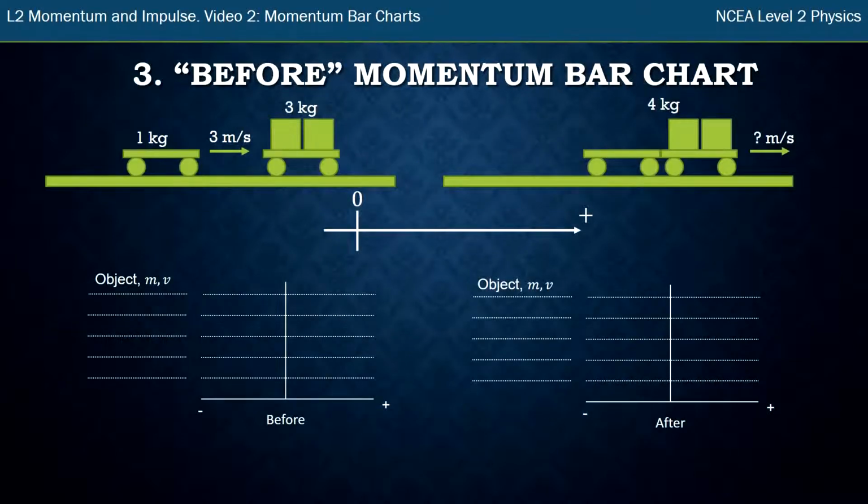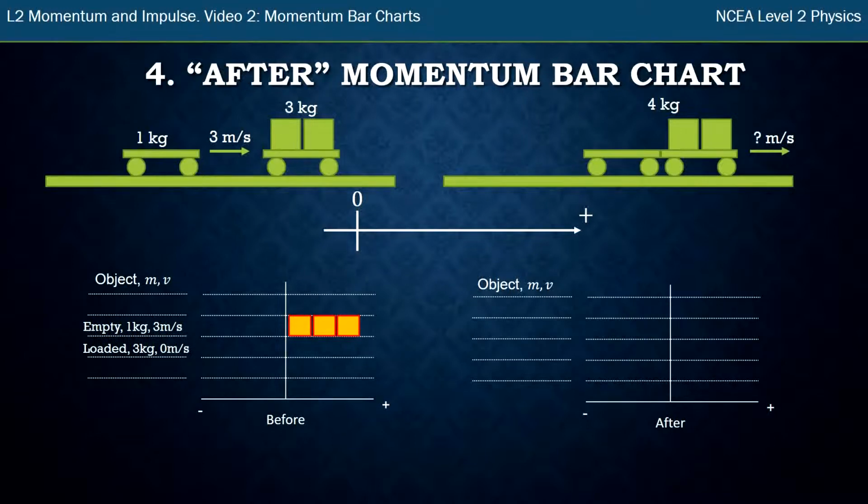So now we have to fill in the before momentum chart. Using my before diagram, I'll do one object at a time. I've got my empty carriage, it's 1 kg moving at 3 meters a second. And I've got my loaded carriage, 3 kg, but it's not moving. My positive is to the right, and it looks like only my empty carriage has momentum, and I'm going to give it 3 momentums. 3 positive momentums, because it's in the positive direction.